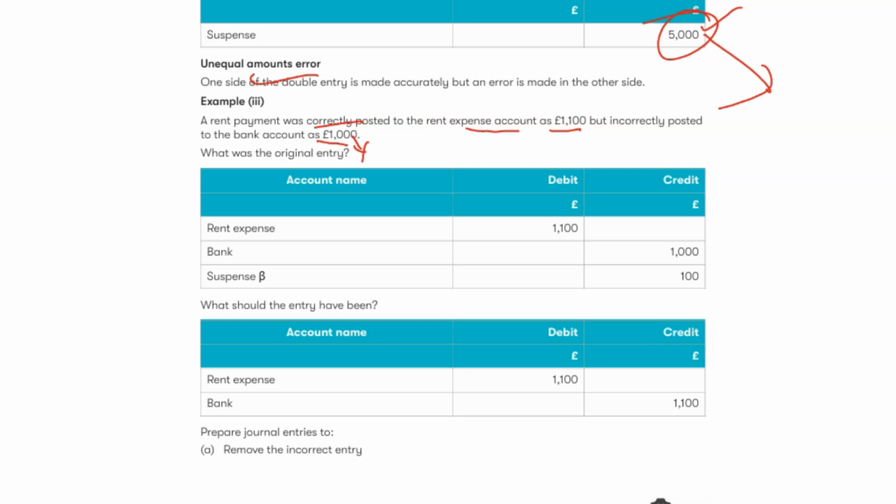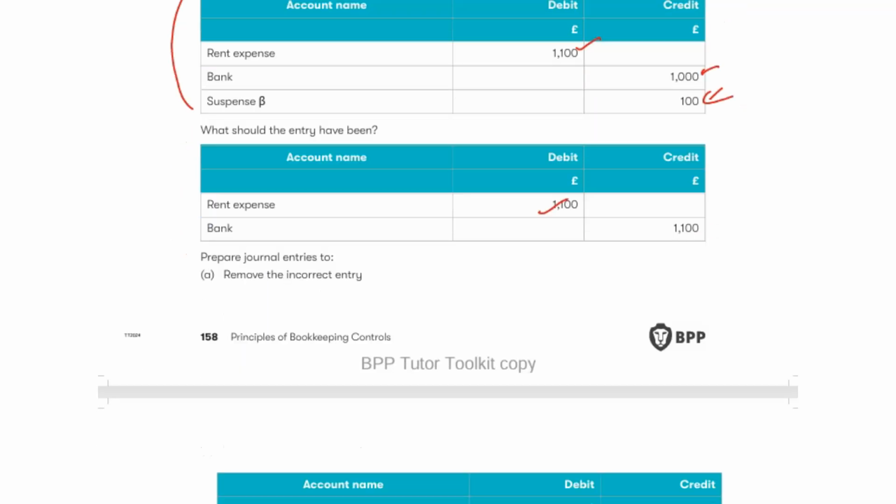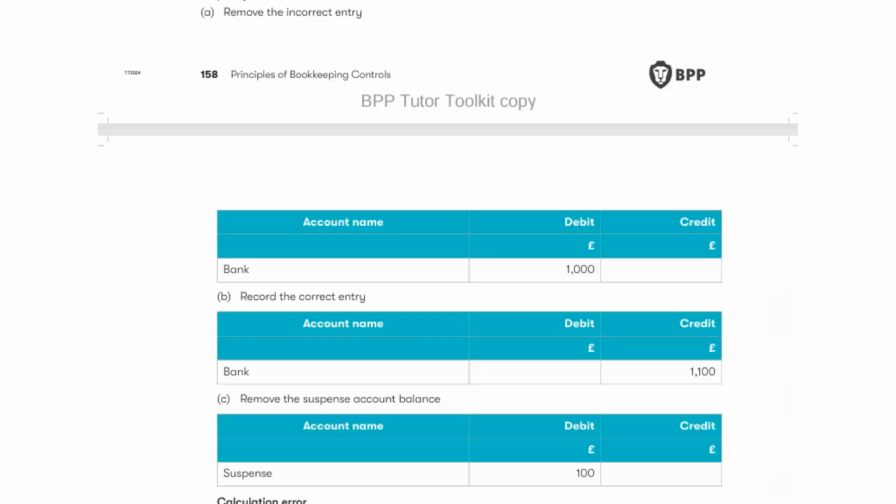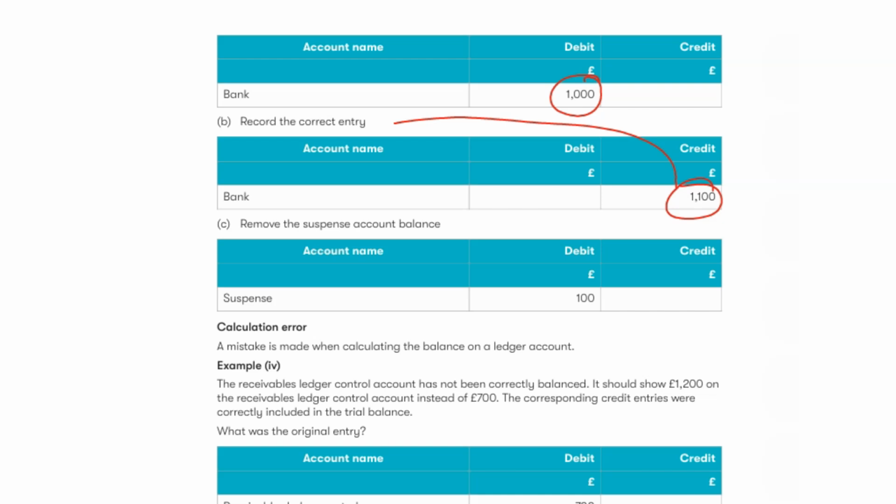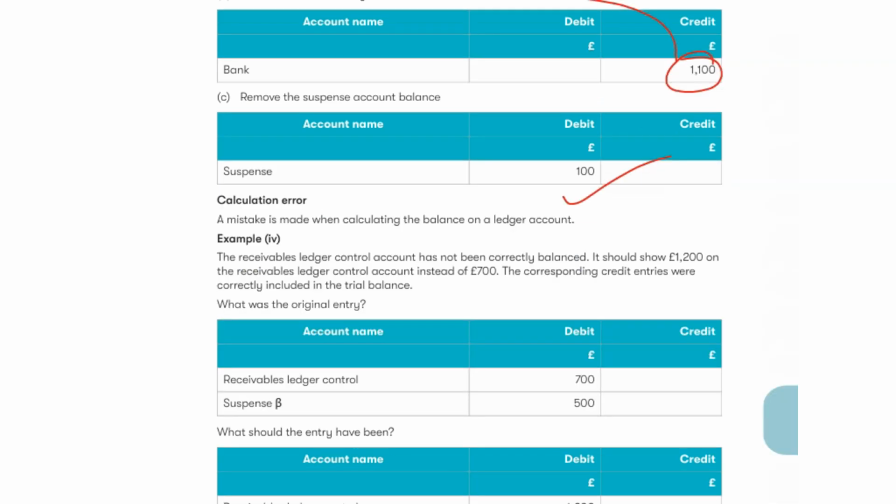But here again, for your further understanding, what was the original entry? Rent debited by 1100, bank credited by 1000. So we still have 100 suspense. It should be rent debit, bank credit by 1100. But because you've done that one, let's get rid of it. Remove the entry, they said. If you remove the 1000 credit to bank and put the correct entry of 1100, which is correct, you got a suspense of 100.